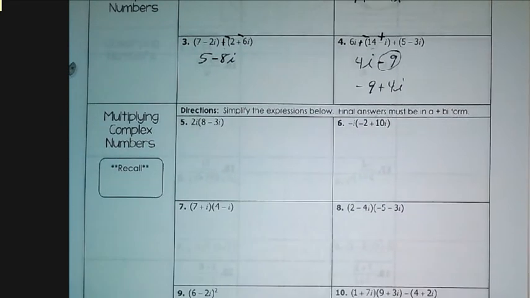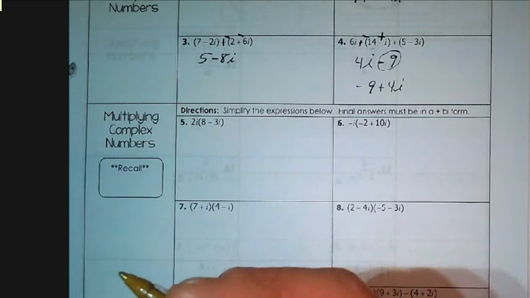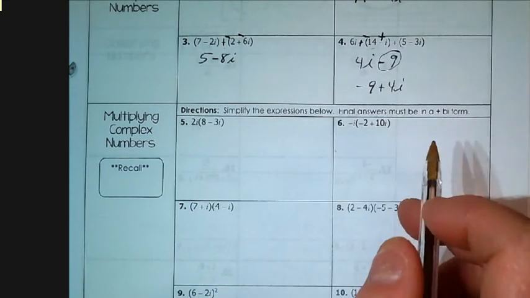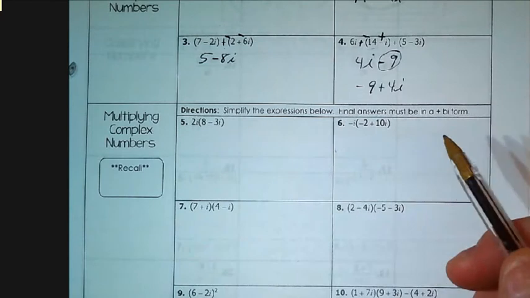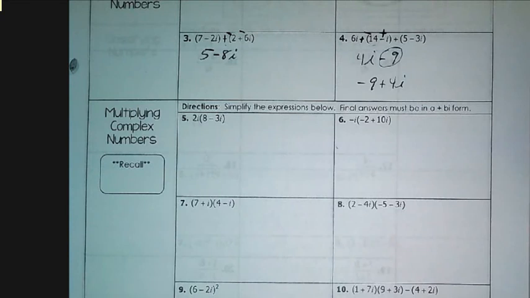All right, multiplying complex numbers. A lot of times when we multiply complex numbers, we're going to have to do double distribution. Double distribution is just the FOIL method. Okay? For these first ones, we don't need double distribution. We just need a single distribution. Recall what happens when you deal with your i's.